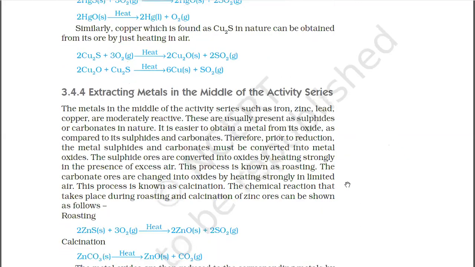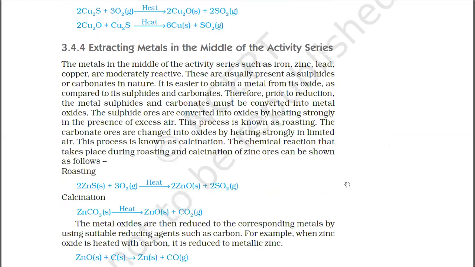Extracting metals in the middle of the activity series. Metals in the middle of the activity series such as iron, zinc, lead, copper are moderately reactive.